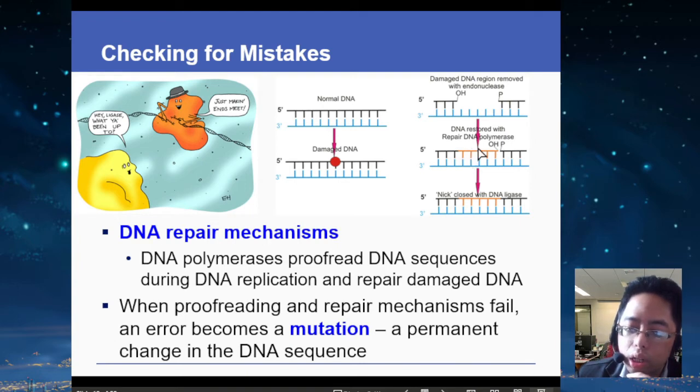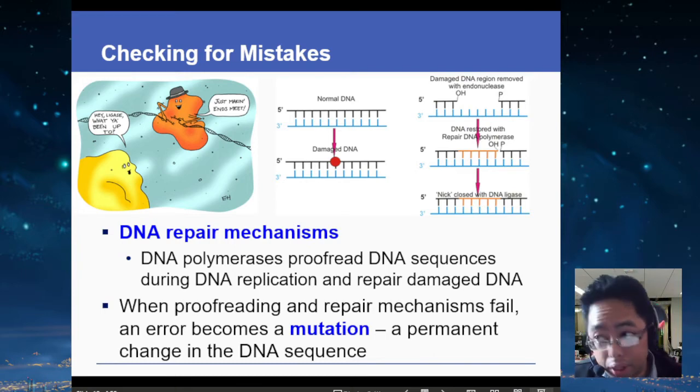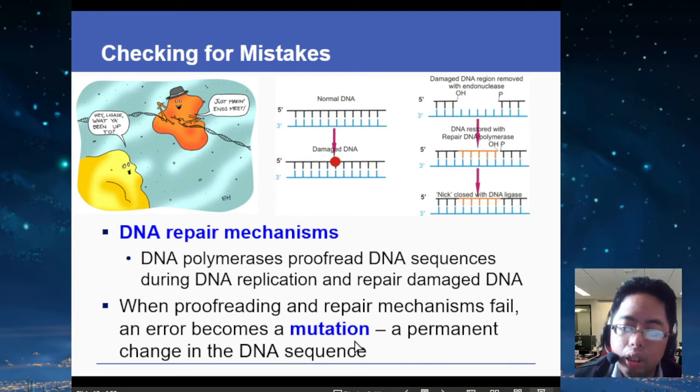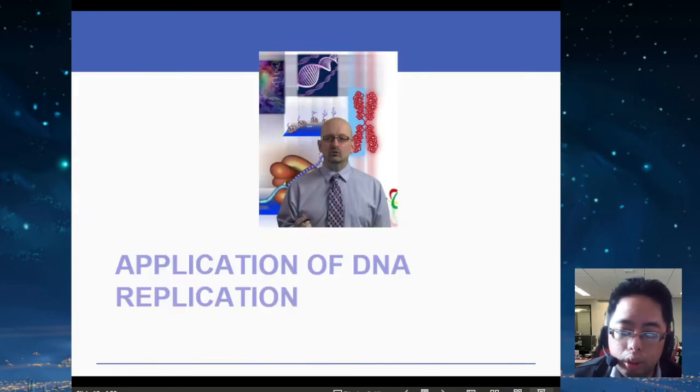Okay, so the proofreading and repair mechanisms will detect, oh, there is an empty space, and so they will repair the DNA using DNA polymerase. And then this nick or this small gap is closed with DNA ligase. But the thing is, sometimes they can fail, and when they fail, you will have a mutation. The error becomes mutation. Mutation is a permanent change in the DNA sequence.